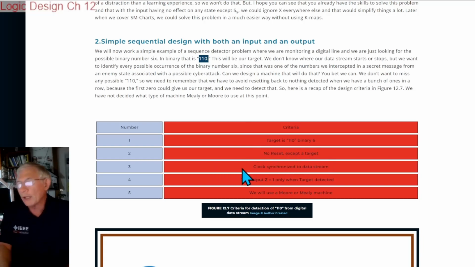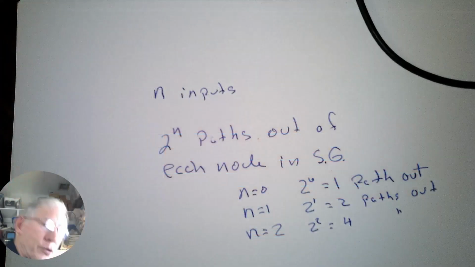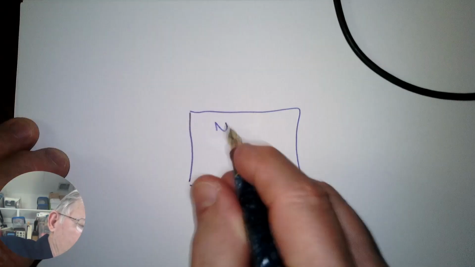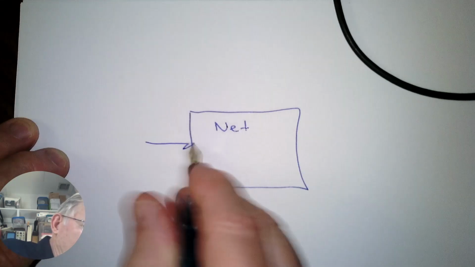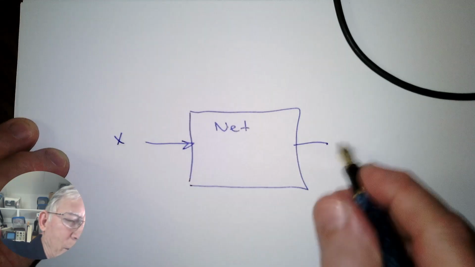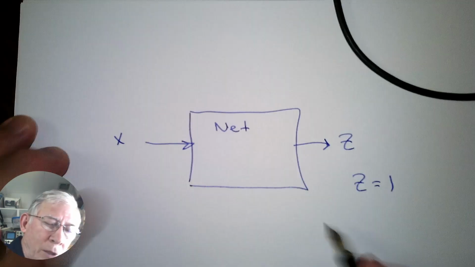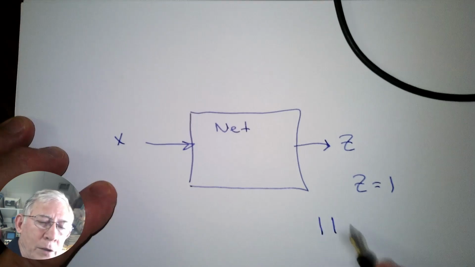How do we know if we have an input stream? Let me write on the paper just a little bit here. Let's say we have our little network here. We have one input, X, and one output, Z. And Z is going to equal 1 when we get a sequence of 3 values that are 1, 1, 0. That's our target.